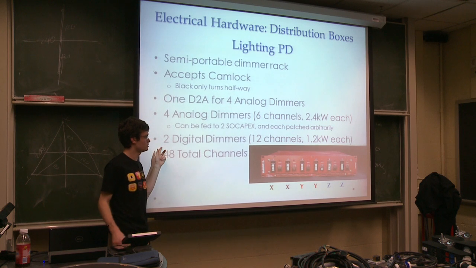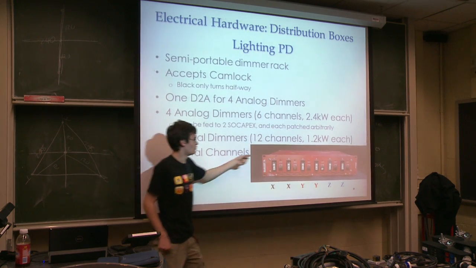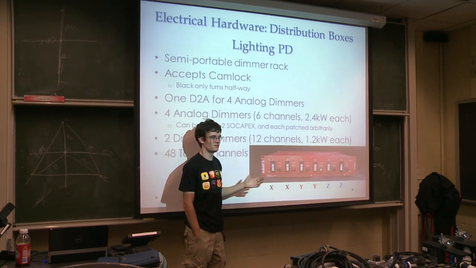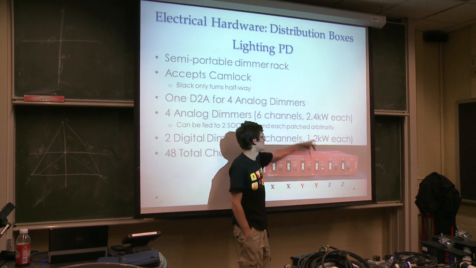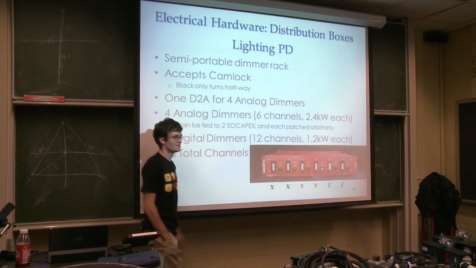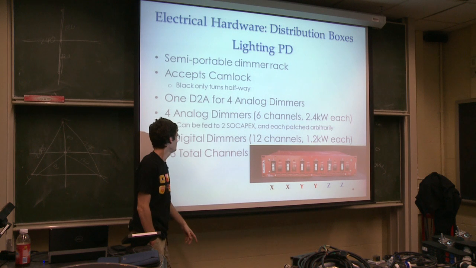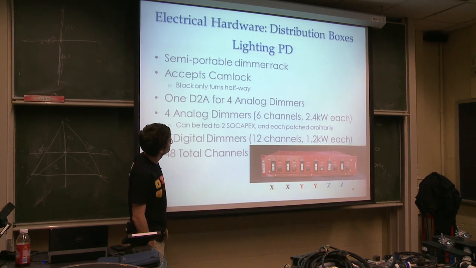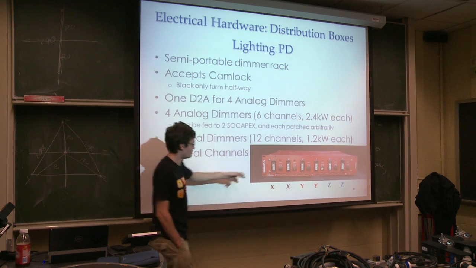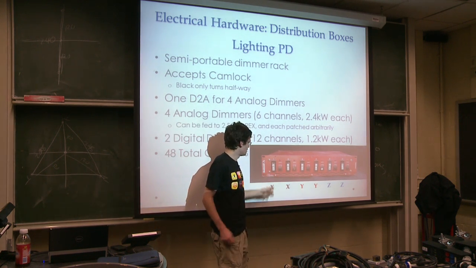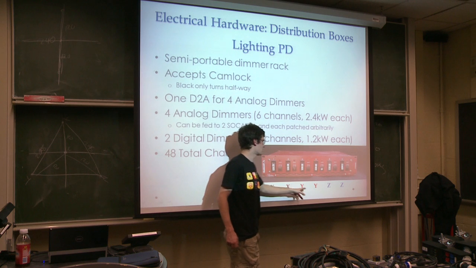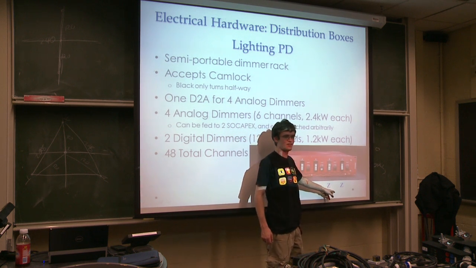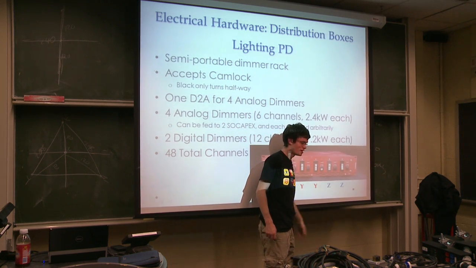You also have 2 digital dimmers, which have 12 channels each, but 1.2 kilowatts per channel. If you notice, that makes the total of each of them the same. 6 at 2.4 or 12 at 1.2. Gives you 48 total channels. Similar to, and on the analogs at least, I haven't measured the digital. The 1 and 2 are on the X phase, 3 and 4 on the Y phase, and 5 and 6 are on the Z phase. I tested that with Mike one day in a multimeter.